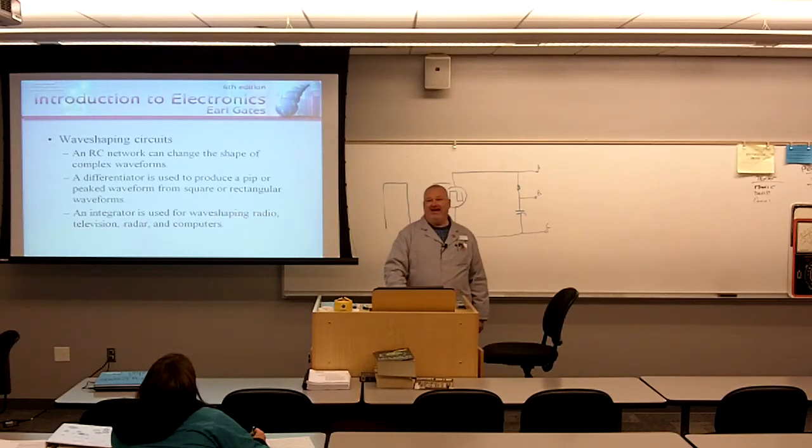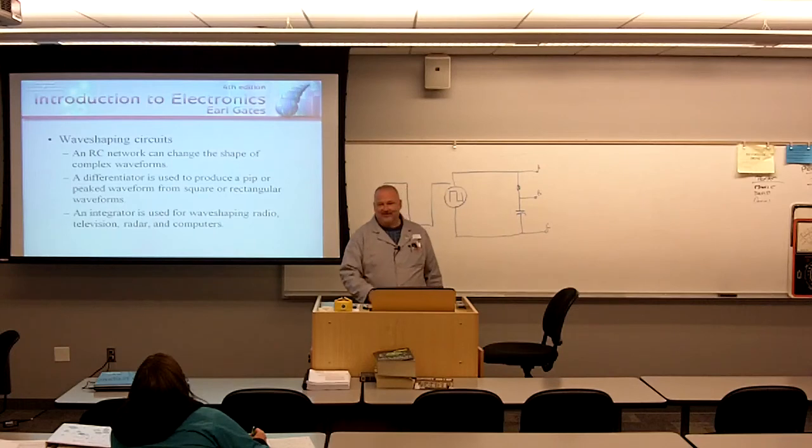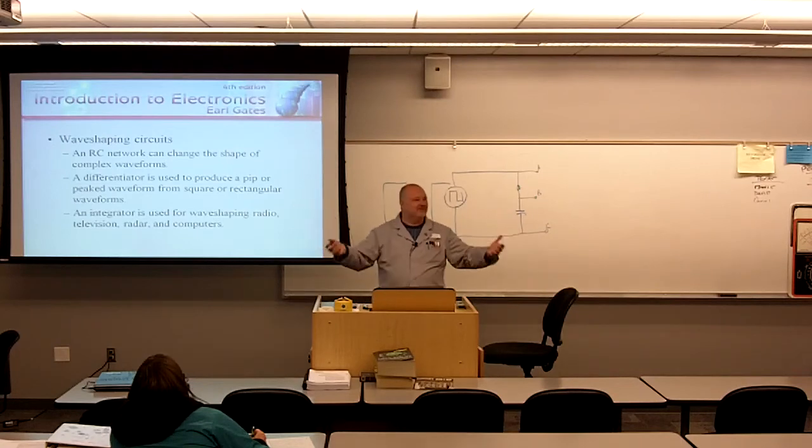Because I had PhDs in here that were like, what's a square wave? Well, I've got to calculate it out. If it's a square wave, it's 50%. If it's less than 50%, it's a pulse wave. If it's greater than 50%, it's a rectangular wave. Make sense?